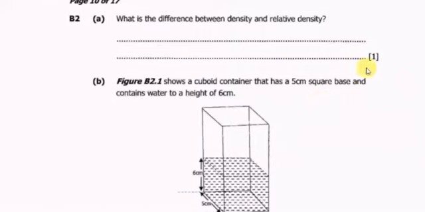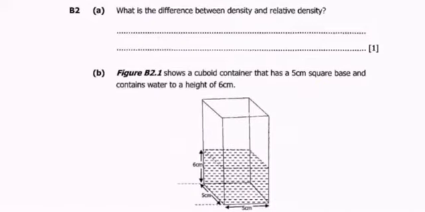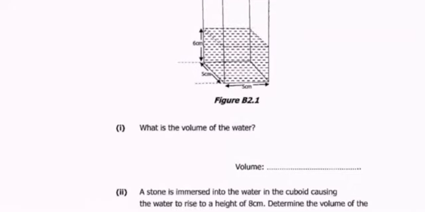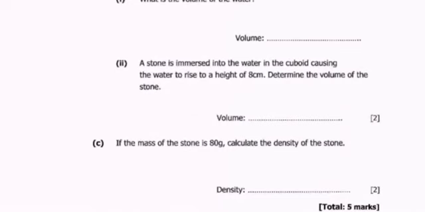So as you can see from the diagram, the cuboid has the square base of 5 centimeters and the height is 6 centimeters. Roman numeral 1, what is the volume of the water? Roman numeral 2, a stone is immersed into the water in the cuboid, causing the water to rise to a height of 8 centimeters. Determine the volume of the stone. 2 marks. Question C reads, if the mass of the stone is 80 grams, calculate the density of the stone. 2 marks. And the total marks of this question was 5 marks.